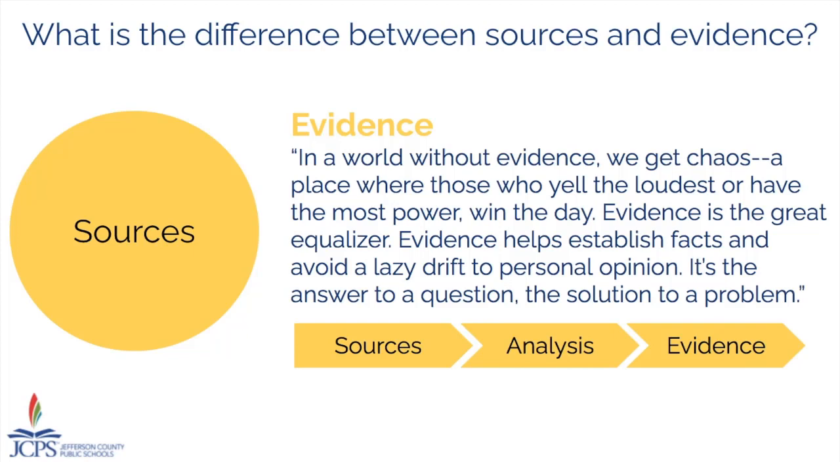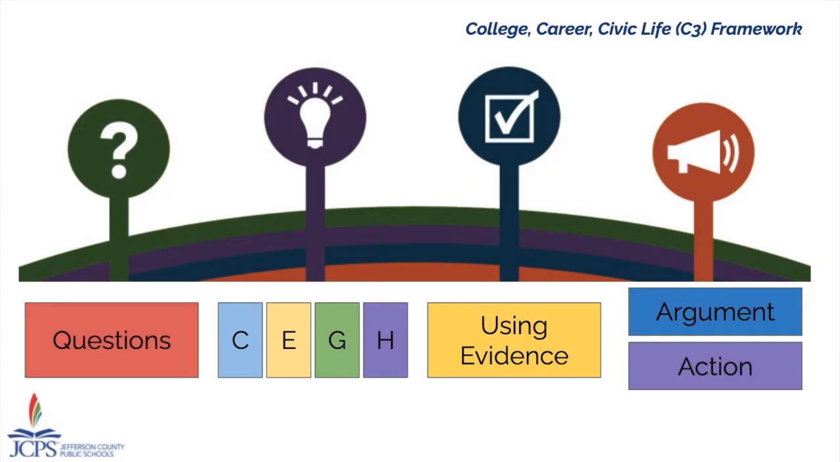Because in a world without evidence, we get chaos, a place where those who yell the loudest or have the most power win the day. Evidence is the great equalizer. Evidence helps establish facts and avoid a lazy drift of personal opinion. It's the answer to a question, the solution to a problem. We want to live in a world based upon evidence and not just sources. So as you can see, using evidence alongside sources is paramount, and by removing that, we're actually separating the capacity for questions and the disciplines from reaching the arguments and action that we're hoping students will take.